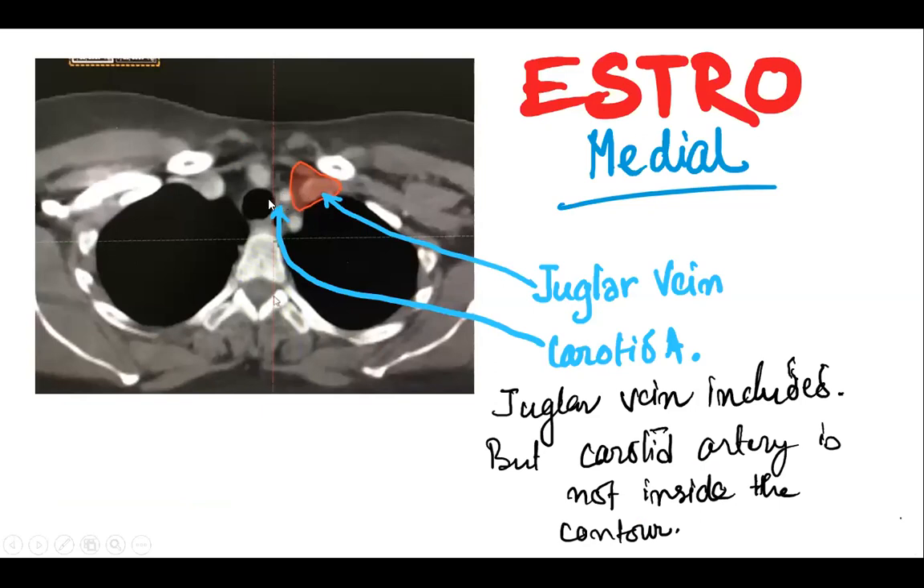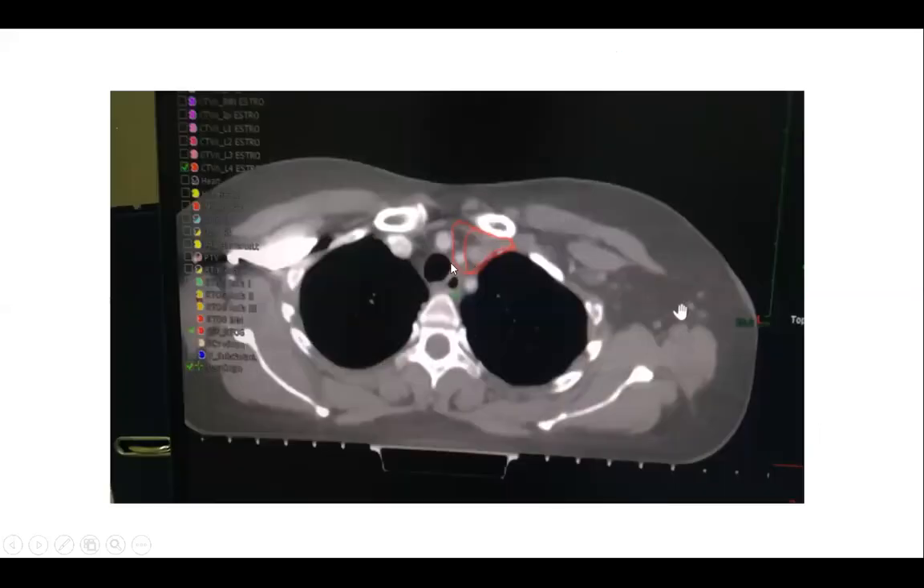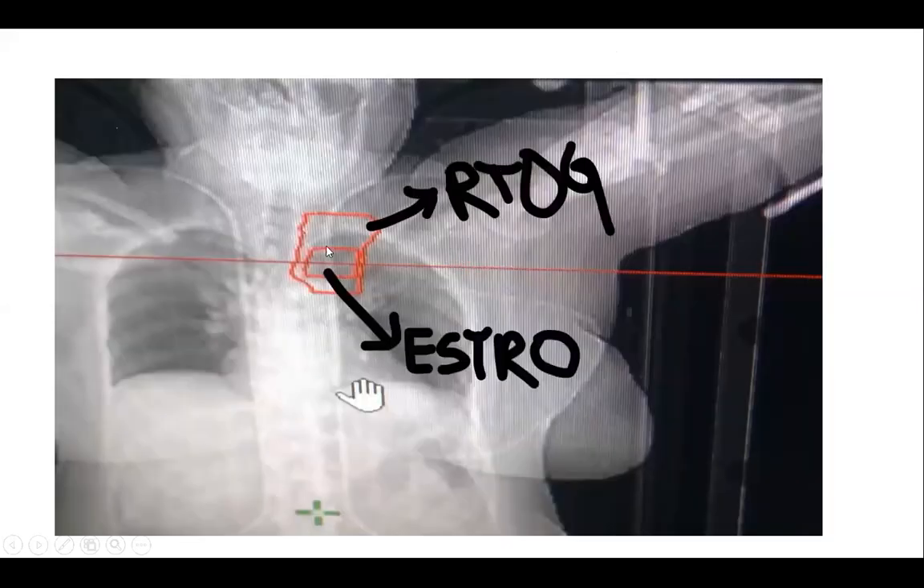I mean, they have also excluded the trachea and the thyroid vessel as well. So here, when we can see both the CTVs in a single picture, the smaller volume is the ESTRO CTV. Here they have included the jugular vein, but they have excluded the carotid artery. Whereas in ESTRO, it is a bigger volume, and they have included the carotid artery here. So here we can see the RTOG is a much bigger volume and ESTRO is comparatively smaller.